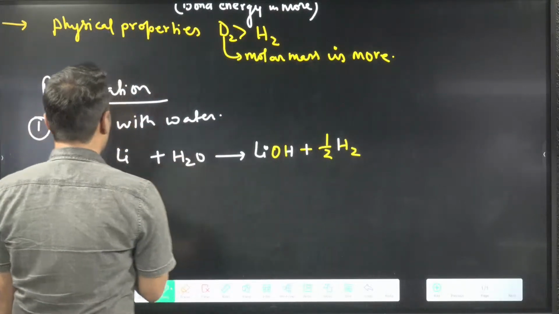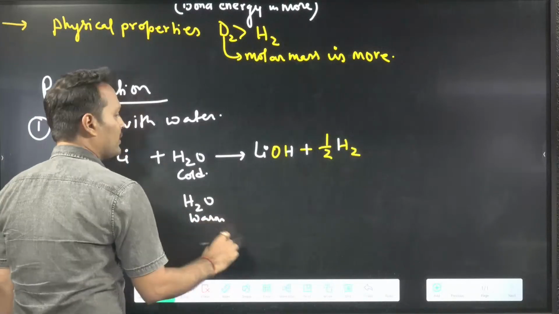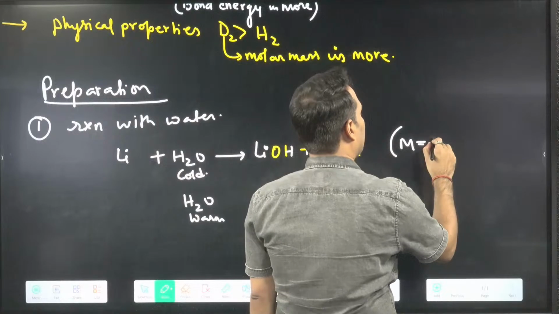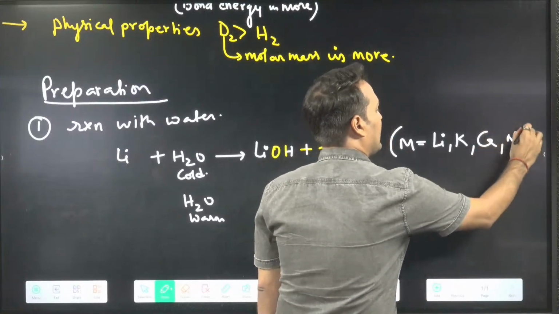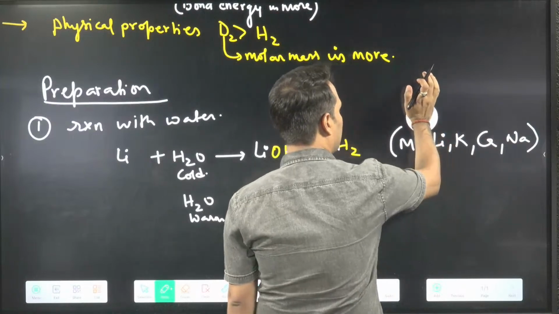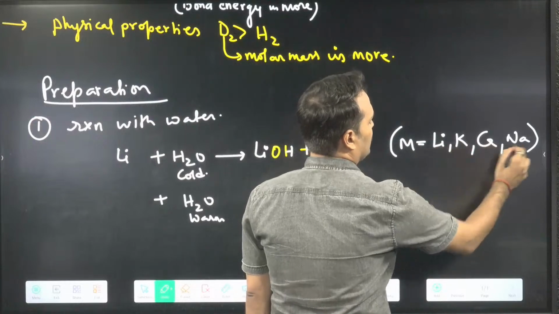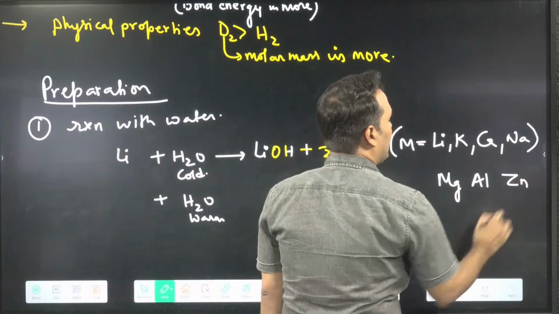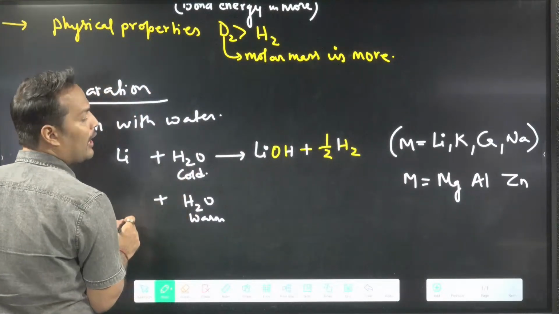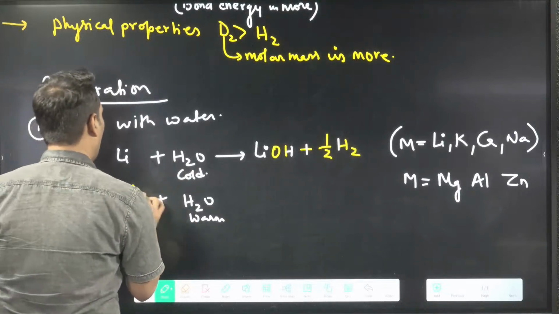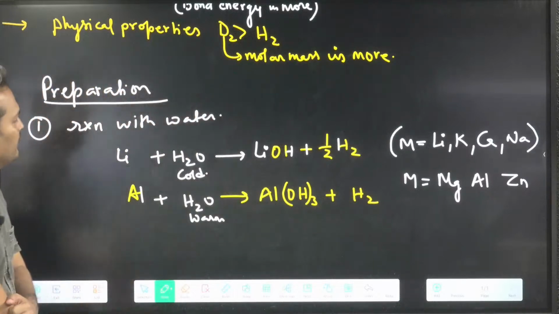Hydrogen gas is liberated. Few elements will be there which do not react with cold water, they react with warm water. I'm giving you the example here. Here the metals can be highly reactive metals, like what? Lithium, potassium, calcium, sodium, like these. These are high reactivity metals. Reactivity is high, so they can react with cold water also. Now suppose less reactive metals are there, which come after this, like magnesium, aluminium, zinc. They will not react with cold water, so they require hot water. So they will react like this, and they may form Al(OH)3, and again hydrogen gas is liberated. Clear?